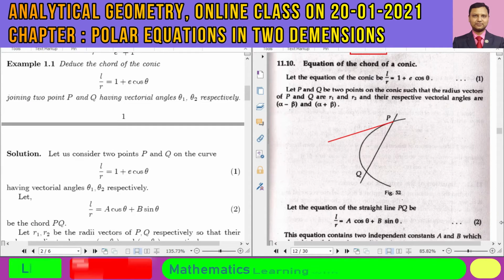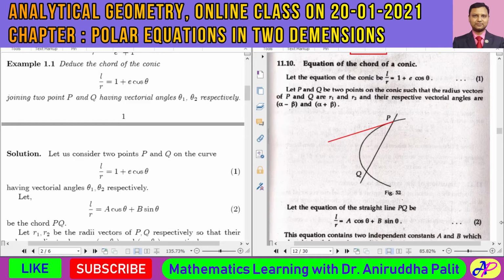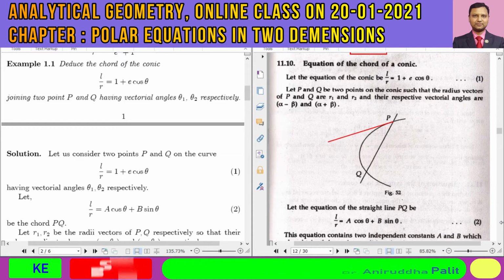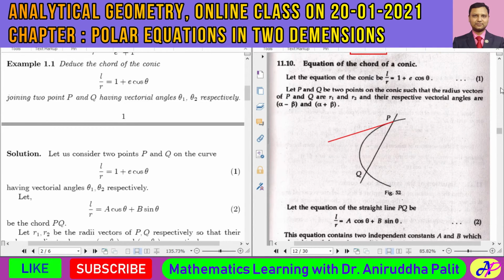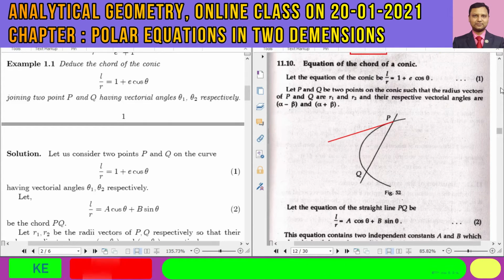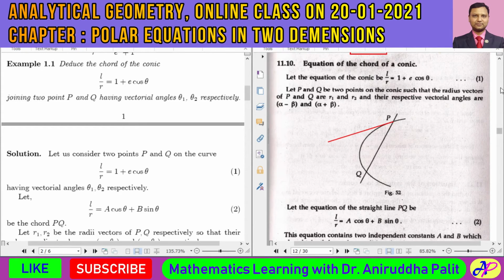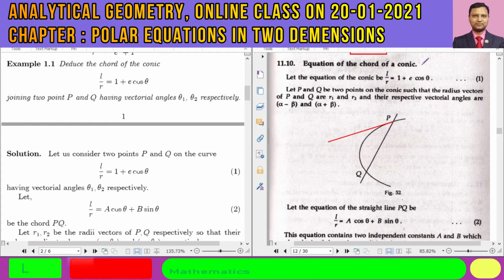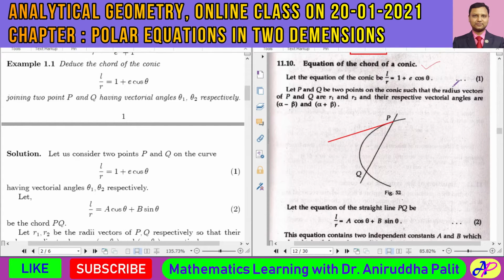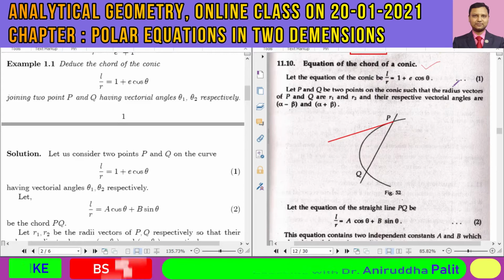Today, in this class, we are going to discuss tangents, normals, chord, the equation of a chord of a conic, and the chord of contact of the tangents drawn from a point. So we shall first discuss the equation of the chord of a conic.